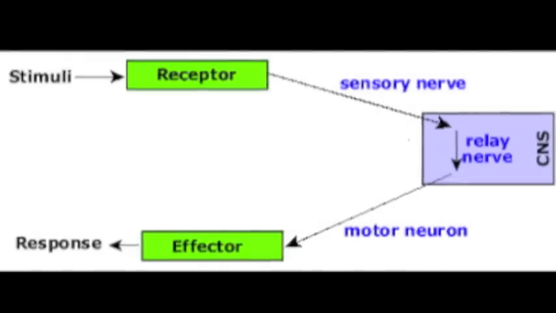Step 1. A stimulus stimulates the receptor neuron. So, the boiling heat of the outside of the pot stimulated the heat and pain receptor neuron in my fingertip.